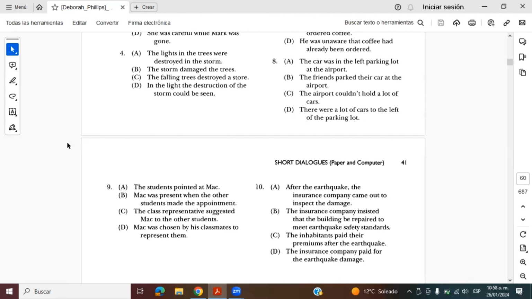Number 9. Has the class chosen a representative? The other students appointed Matt class representative. What does the woman mean? Number 10. Wasn't the building damaged in the earthquake? Yes, it was. And when this happened, the inhabitants were paid by the insurance company. What does the man mean?